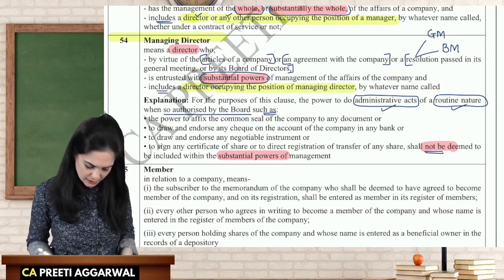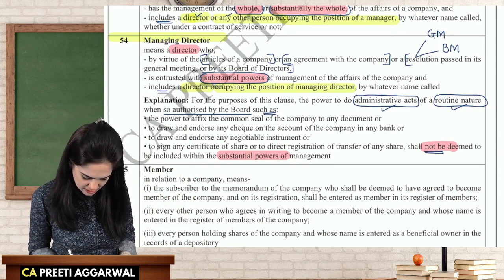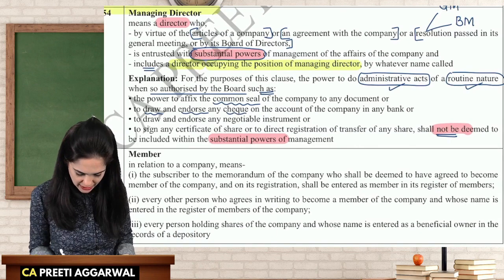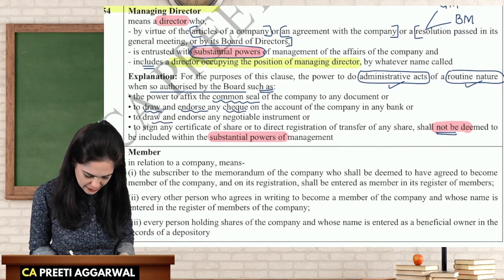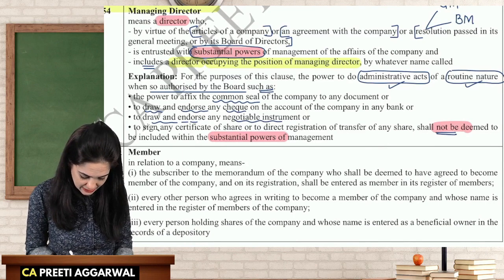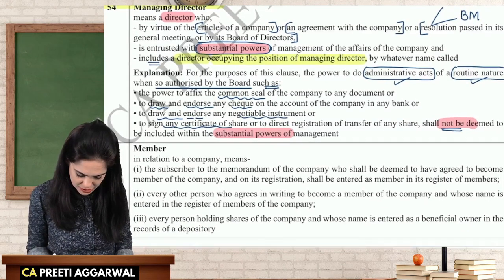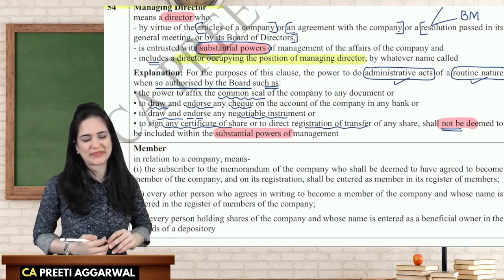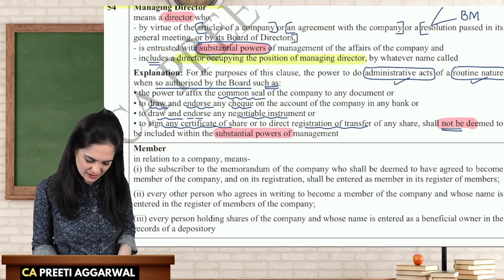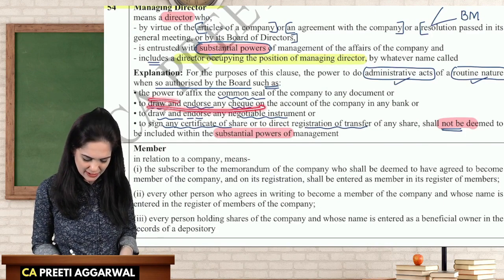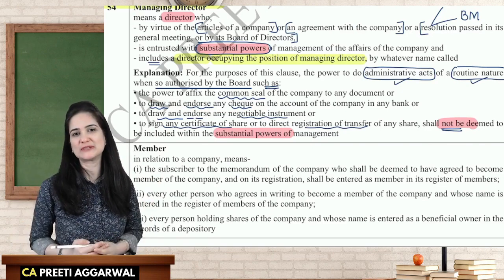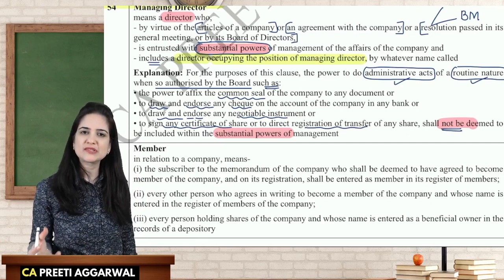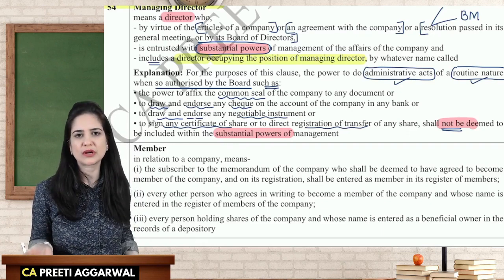Now, this will not include the power to affix the common seal of the company, power to draw, endorse, or check on account of the company, or draw and endorse any other negotiable instrument, sign the share certificate, or to direct registration of transfer of any shares. That's not substantial. It is very routine. But you know what? I felt that I was given the authority to sign and endorse the check. I thought I'm a very influential person. It is an important power. No, I can sign checks. But the company needs to sign thousands of checks. That's a routine task for the company.